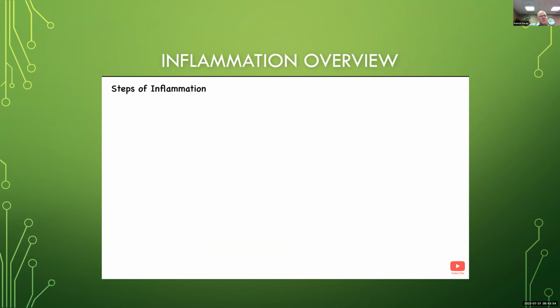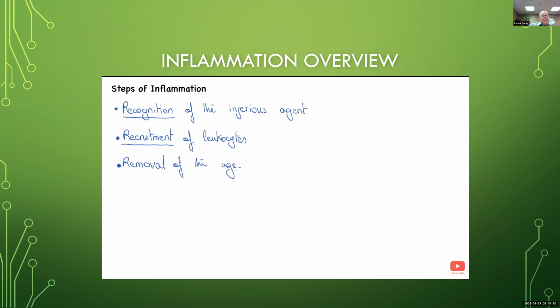Next, let's move on to the steps of an inflammatory response and see what actually happens during an inflammation. The steps of inflammatory response are also referred to as 5 R's, as I mentioned earlier. First one would be recognition of the injurious agent. The second one would be recruitment of leukocytes. The third one would be removal of the agent. Number 4 is regulation or control of the response. And number 5 is resolution or repair.